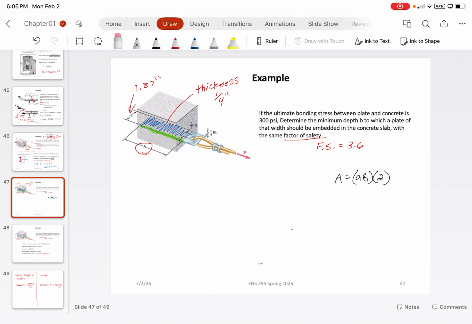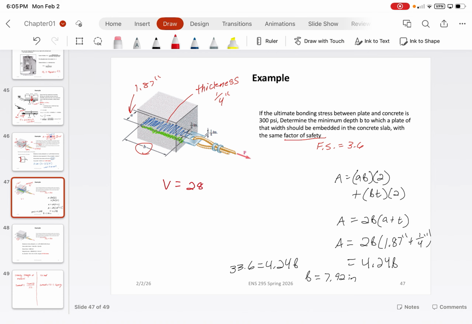Basically, your design shear force would just be the 2,800 pounds times a factor of safety of 3.6. So you would be designing for a shear force of 10,080 pounds. And then your tau would just be directly that 300 psi without any factor of safety applied to it, which will then give you 10,080 divided by 300, which will give you the exact same thing. So two ways of approaching the same question. Does that answer it?